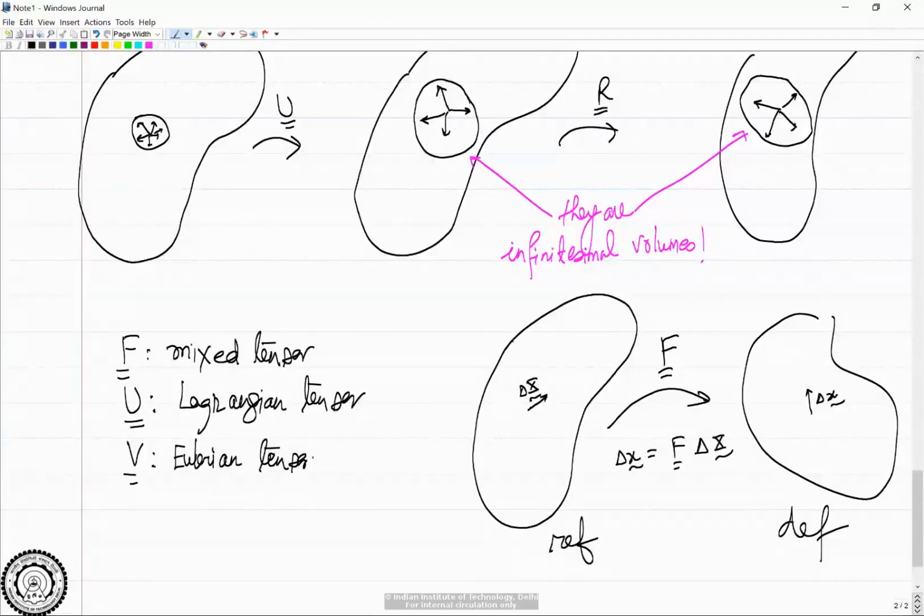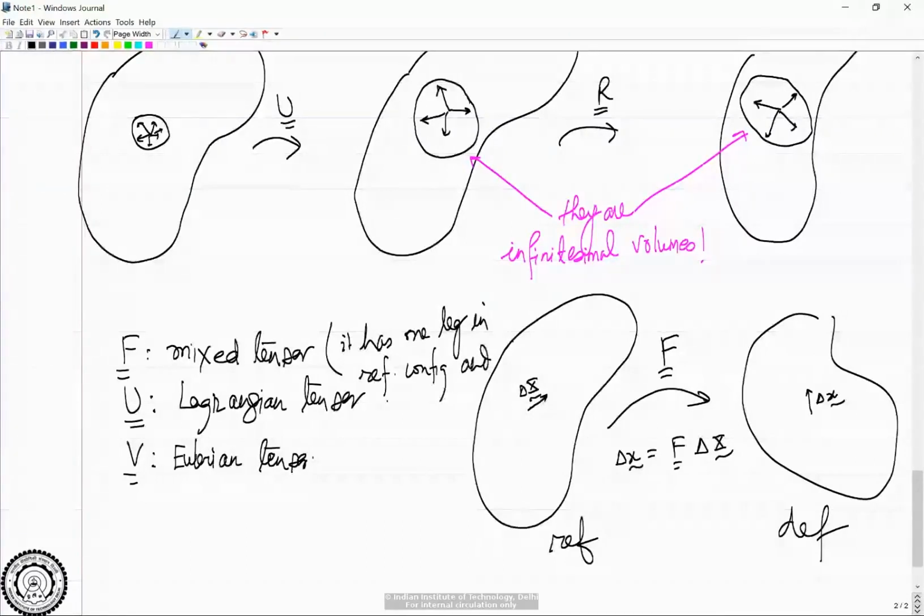People also say that this big F has got one leg in the reference configuration and another leg in the deformed configuration. And they use exactly this word. So I'll also write it here. If you read the very theoretical books of solid mechanics or finite elasticity, that's what they would say. So it has one leg in reference configuration and another leg in deformed configuration. But big U has got both the legs in reference configuration.